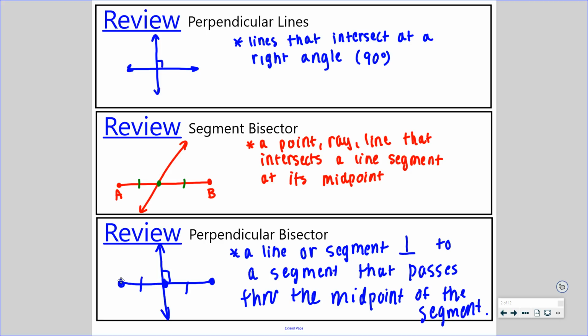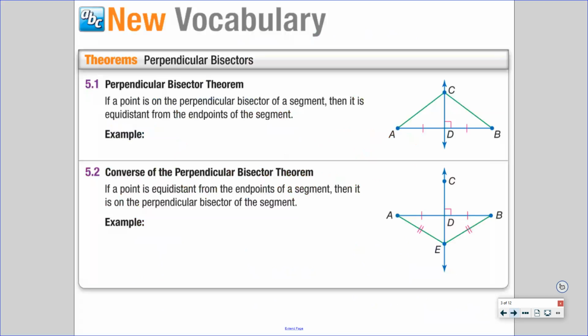Here's our new theorem for today. If we have a point that lies on a perpendicular bisector, so let's look at this example. You can see I have line segment AB. Ignore the fact that this looks like a triangle for a second. Ignore that. I have line segment AB.